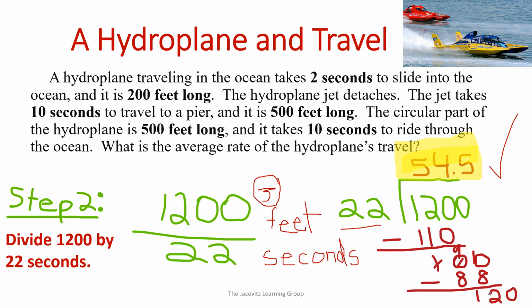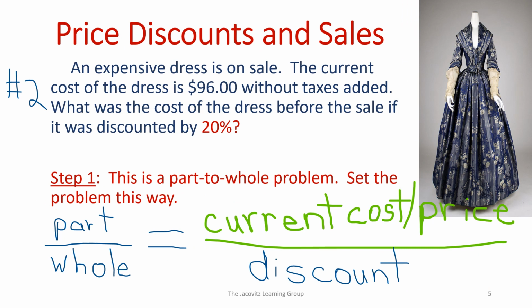Just remember, when you're doing an average rate, you're averaging out all units the same. The feet stay on one side, the seconds on the other side. And let's move on.